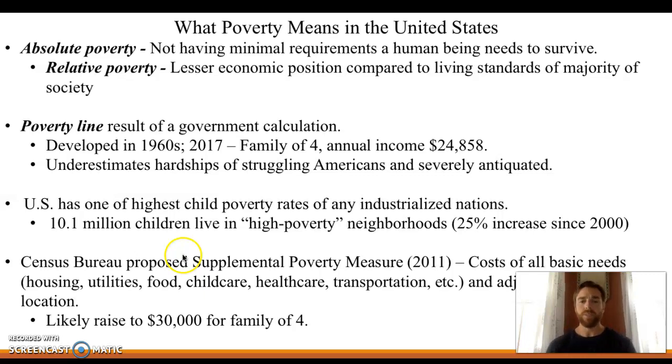And essentially what's happened is we developed the poverty line in the 1960s in terms of what variables go into this calculation and how we're going to weigh those variables, and we haven't done much updating to it since. So for example, in 2017, for a family of four, your annual income had to be around $25,000 or less to be qualified as living in poverty. And the problem with that is when we don't adjust for inflation, when we don't adjust for cost of living standards, for example, $25,000 is going to get you a lot farther in maybe rural America than it is going to be in urban America and suburban America.